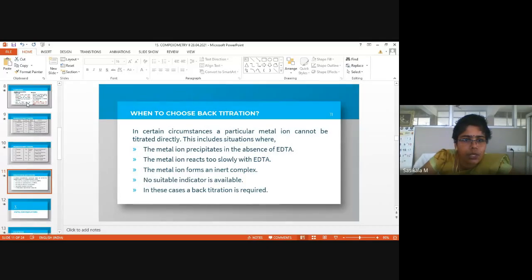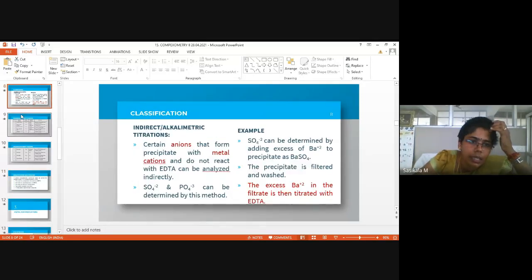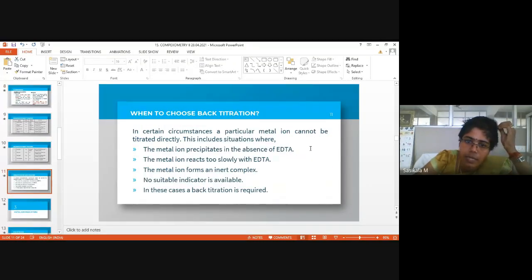Then next we'll move on to the points on when to choose back titration. In certain circumstances, a particular metal ion cannot be titrated directly. This includes situations where the metal ion precipitates in the absence of EDTA, like in the alkalimetric method. The metal ion will be precipitated instead of forming a complex with EDTA, so in that case we can go with back titration. Then, if the metal ion reacts too slowly with EDTA, in that case we can prefer back titration or replacement titration.